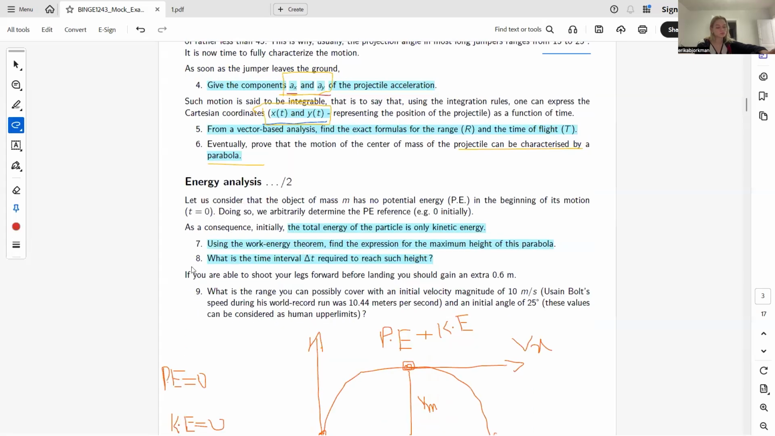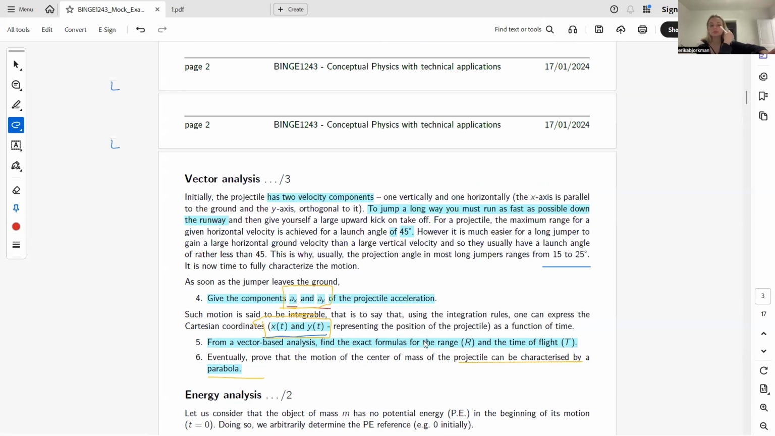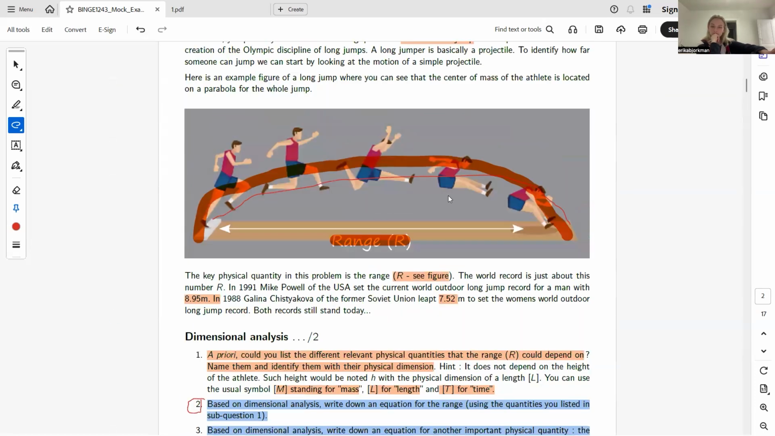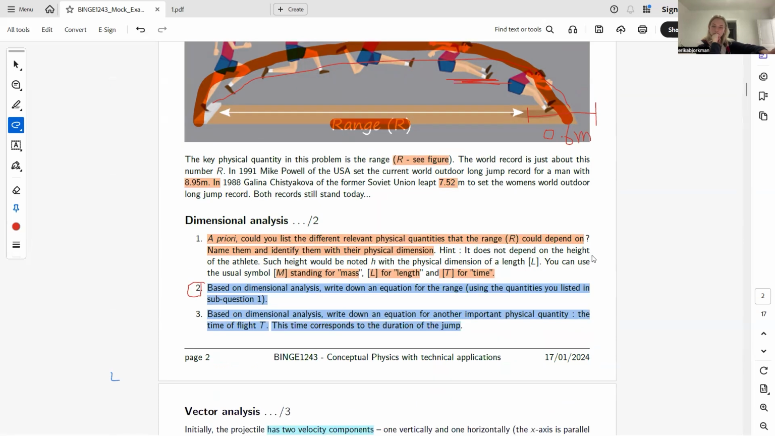Okay, yes, here is the energy equation. If you are able to shoot your legs forward before landing, you should gain extra range, that should be 0.6 meter. Let me show you how. Here he is shooting his legs, you can see. If you shoot your legs during your jump, then you can also gain an extra range of 0.6 meter. Okay, fine.